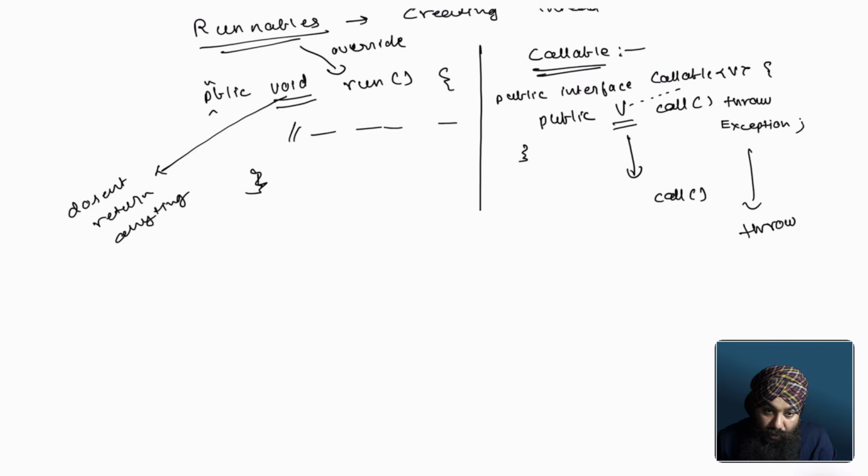In the run method, if any exception occurs, it will not be propagated to your main thread. But here you can at least get which exception has been thrown by the other thread running this call method, and then it can be propagated to your calling thread as well. You can stop the execution or handle it, whatever you want. This is the benefit you get. So this is the callable interface.